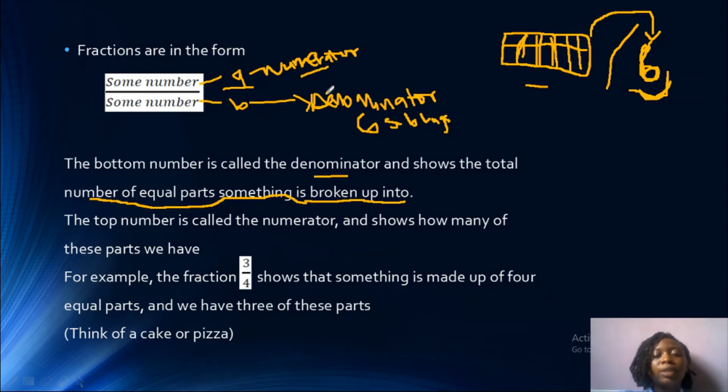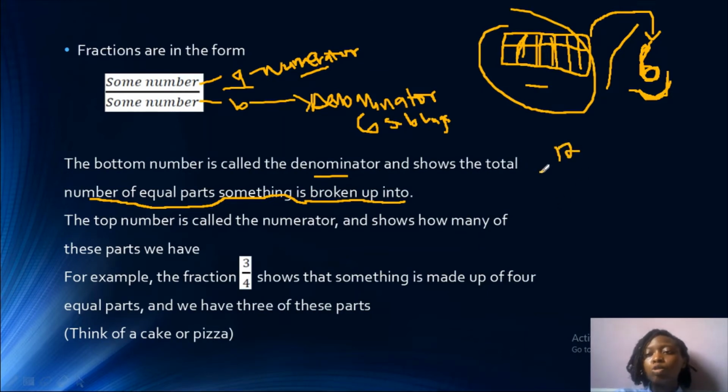It's called the numerator. So the top number is called the numerator and shows how many parts we have. So how many chocolate parts do I have? 12 chocolate parts, correct. So 12 over 6. So this 12, I'm sharing these 12 chocolate pieces into 6 places because I have 6 siblings. This is the chocolate. So they said, for example, the fraction 3 over 4 shows that something is made up of 4 equal parts. And we have 3 of these parts.